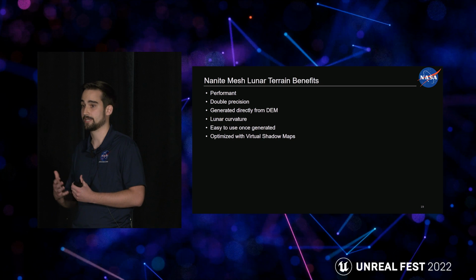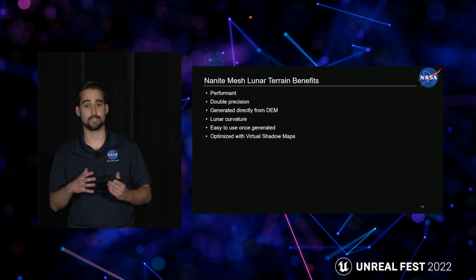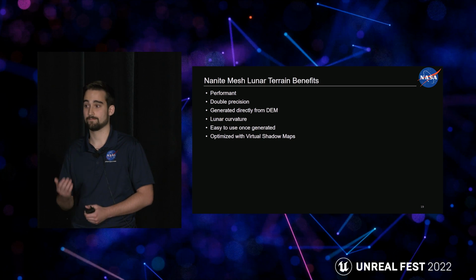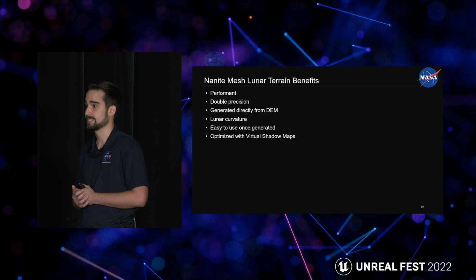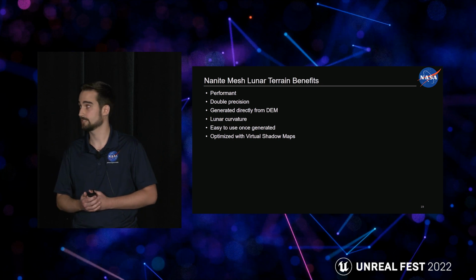So we apply a planar to spherical transformation as the mesh is being generated. This means that our final meshes all have the same curvature built in, and that remains consistent as they are distributed to various projects.